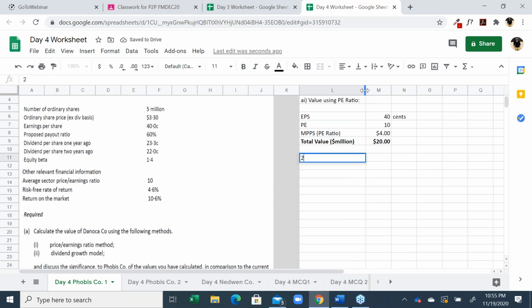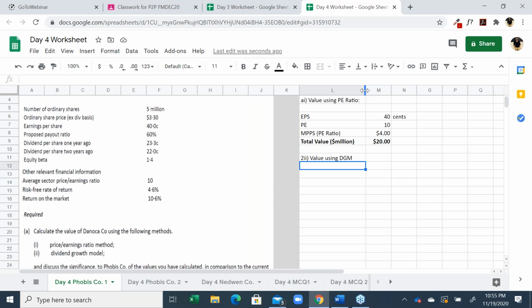Now we have another way of calculating the value, that is using the growth model, the dividend growth model. Dividend growth model can be used for calculating both cost of equity and price of the company. A slight adjustment is required. The formula for cost of equity using the DGM model was D naught into 1 plus G divided by ex-div price, and then we should add the growth.